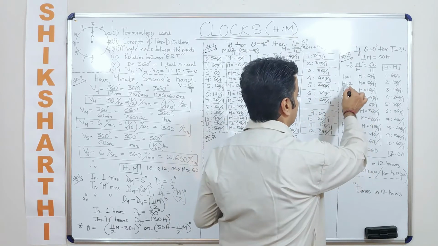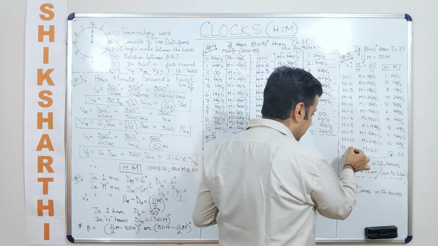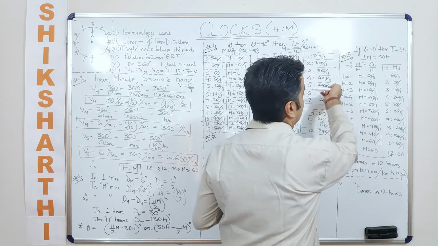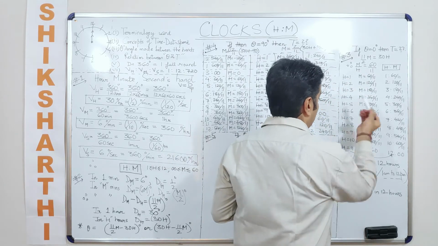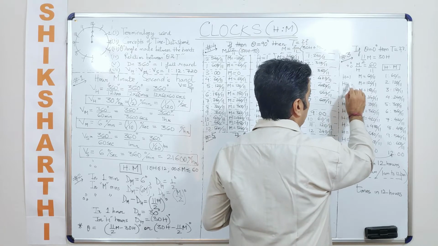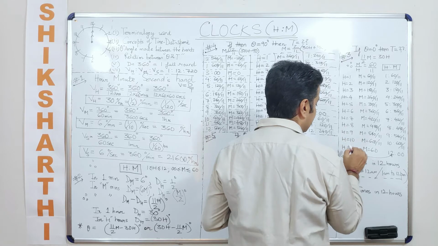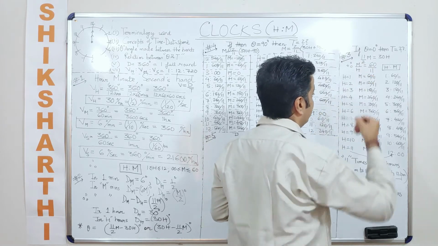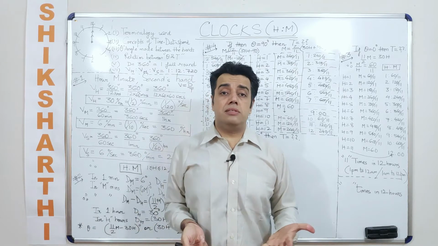How? Let's see. 1, 2, 3, 4, 5, 6, 7, 8, 9, 10, 12, and so on. So now I'll come back again. So if I start counting from here, so 1, 2, 3, 4, 5, 6, 7, 8, 9, 10, 11 and 12. So the answer still remains the same.